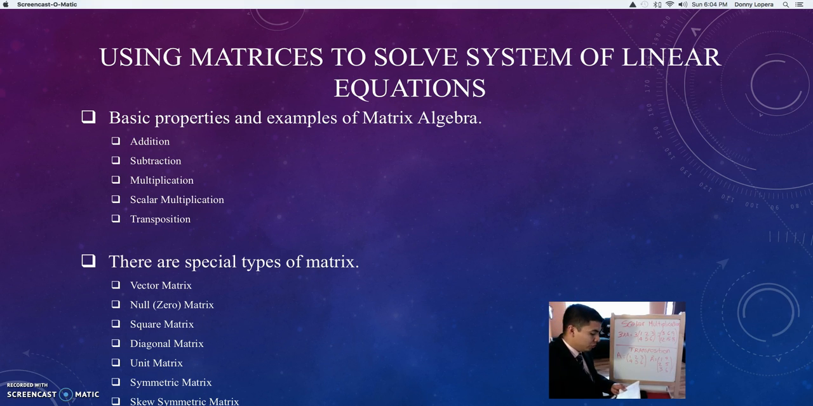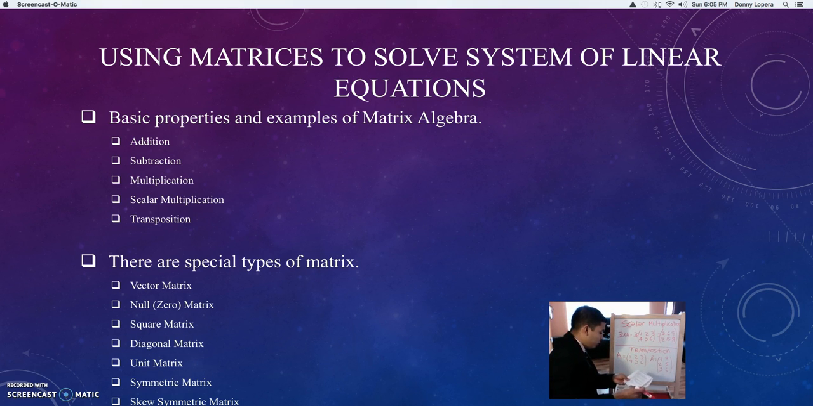Now let me explain scalar multiplication. Scalar multiplication is simply multiplying each element of a matrix by a number. We have the scalar 3 and the matrix A. The matrix is 1, 2, 3, 4, 5, 6. All you're going to do is 3 times 1, 3 times 2, 3 times 3, 3 times 4, and so on, and then you get the result: 3, 6, 9, 12, 15, and 18.